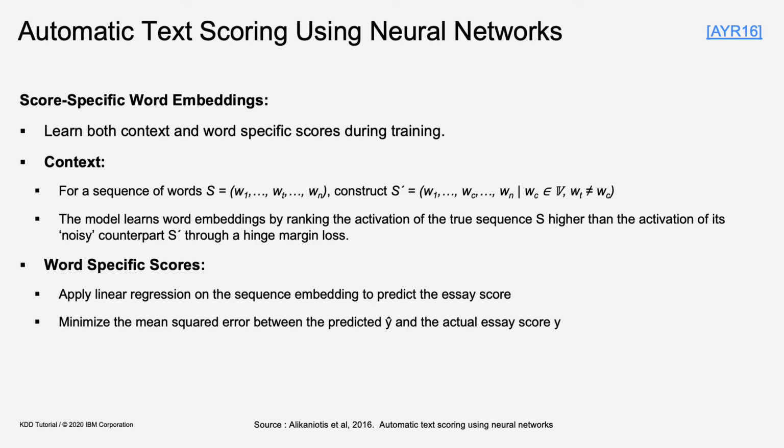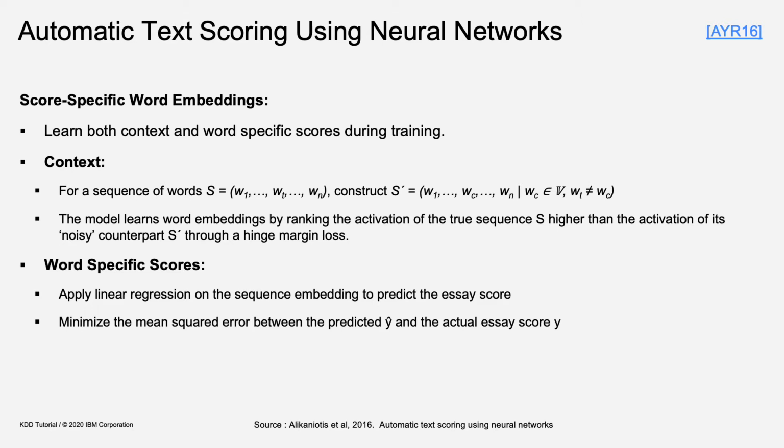For the proposed score-specific word embeddings, the objective is to learn both the context and the word-specific scores for the embeddings. For learning context, they consider a sequence of words S equal to W1, W2, up to Wn and construct a corresponding noisy sequence S prime by only replacing the center token Wt with a random token Wc from the vocabulary V. The model then learns word embeddings by ranking the activation of the true sequence S higher than the activation of its noisy counterpart S prime through a hinge margin loss, thus emphasizing the local context of the center word in the true sequences.